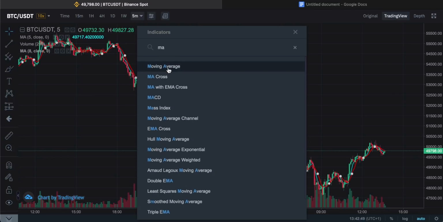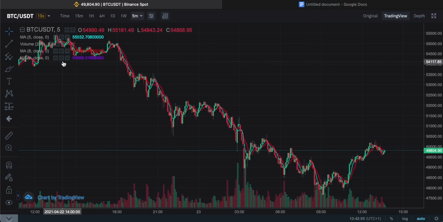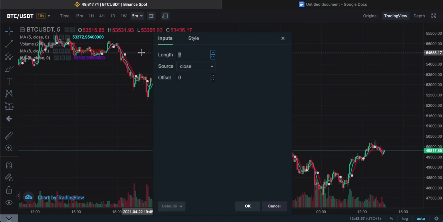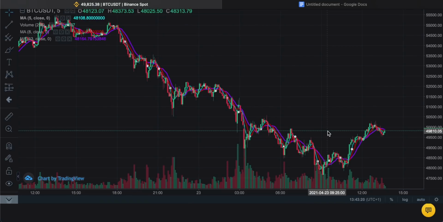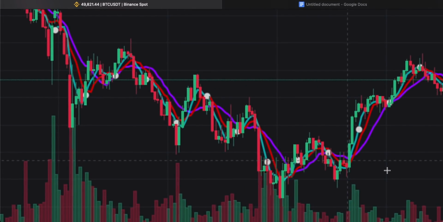So click MA, click on moving average. We're going to change this to a 13-day moving average. So we'll click on 13 right here and we'll just change the style to make the line a bit bigger. Now this looks really complex and there's a lot of lines and colors. So I'm just going to zoom in and show you how this strategy would work.